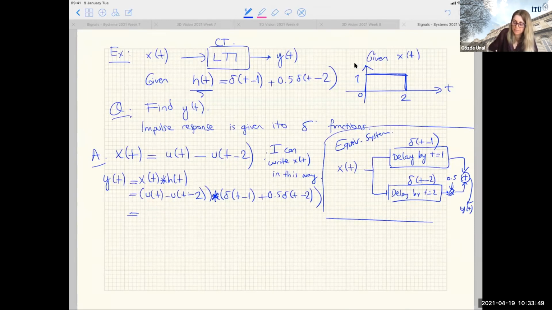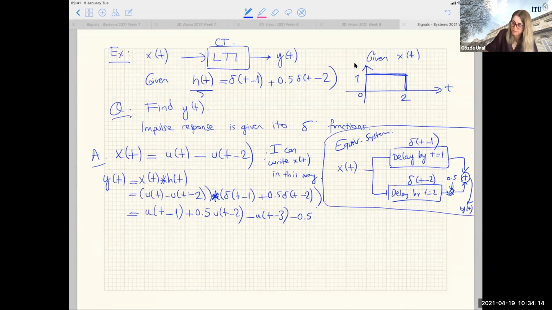So it's going to be u of t minus 1, right? Plus 0.5 u of t minus 2 minus u of t minus 3, right, guys? Plus or minus again, minus 0.5 u of t minus 4, okay?